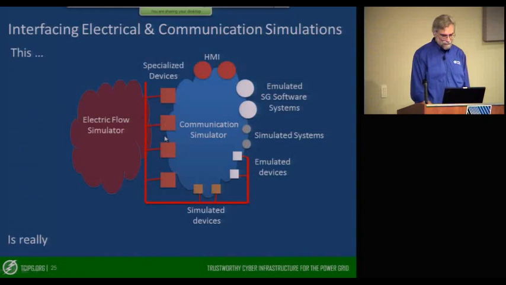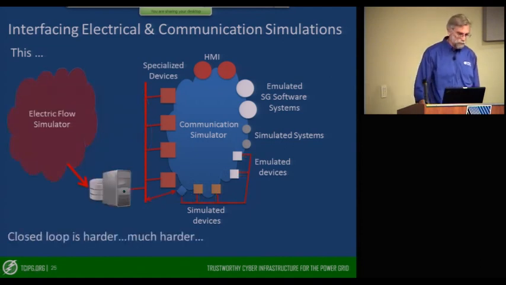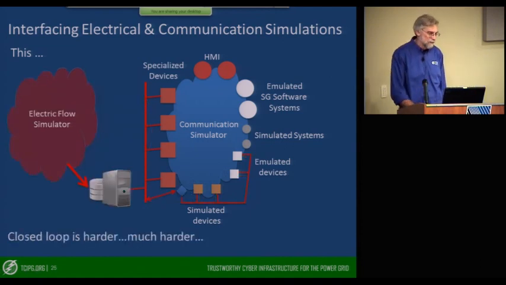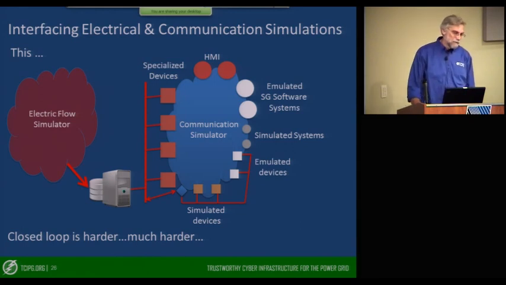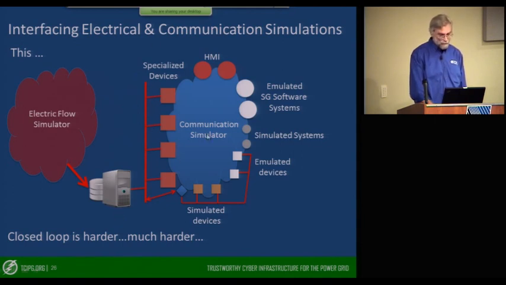So I can draw this picture, and in this picture it looks as though the electrical flow simulator is pushing electrical state to the specialized real devices, to the emulated devices and the simulated devices. But that ain't what really happens in the lab. What really happens in the lab, and we've done this, is that the electrical flow simulator state gets pushed onto a database. And there's a server. And that server will push out the electrical state to the real devices because they have to see it in ways that they understand, and not over some communication network.